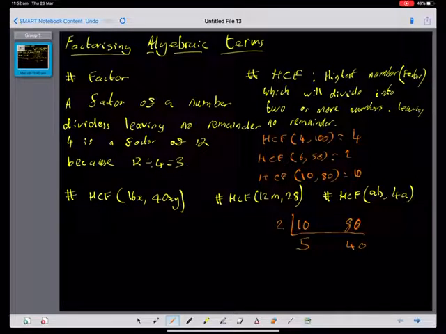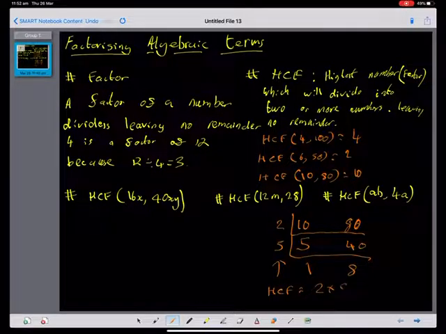You can divide by 5 to get 1 and 8. The highest common factor is here. 2 times 5 is 10.